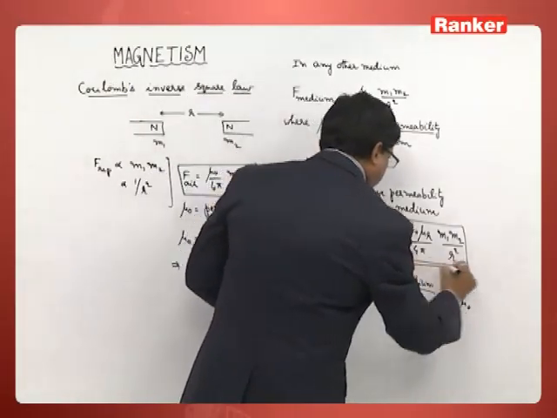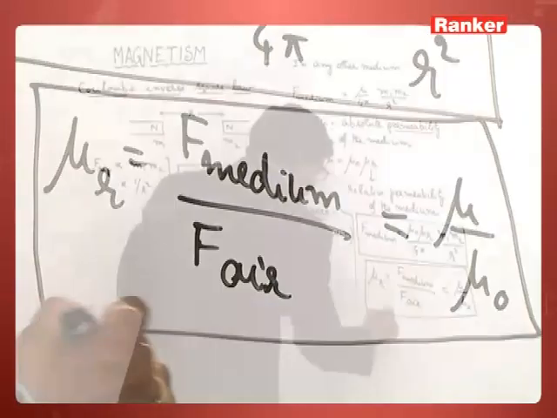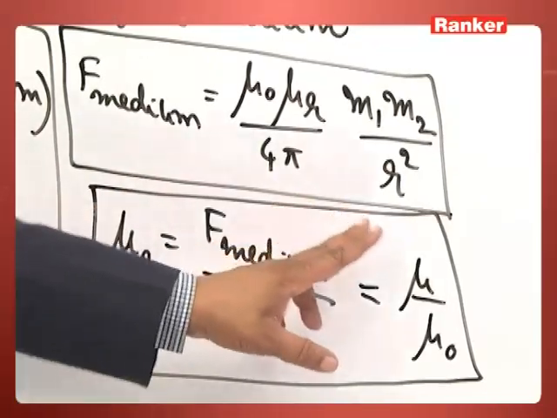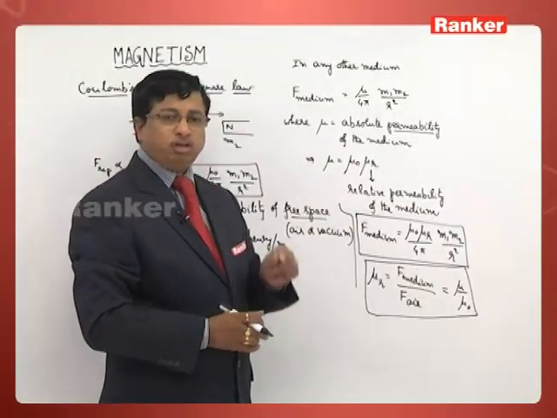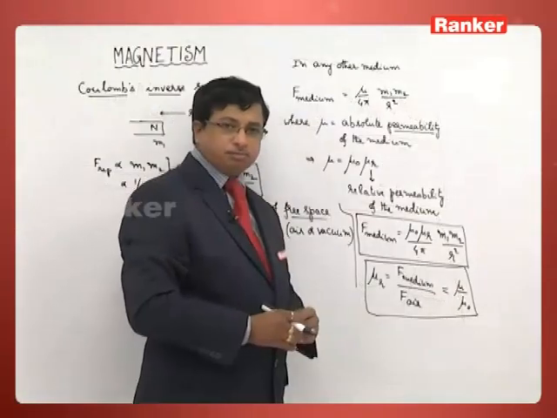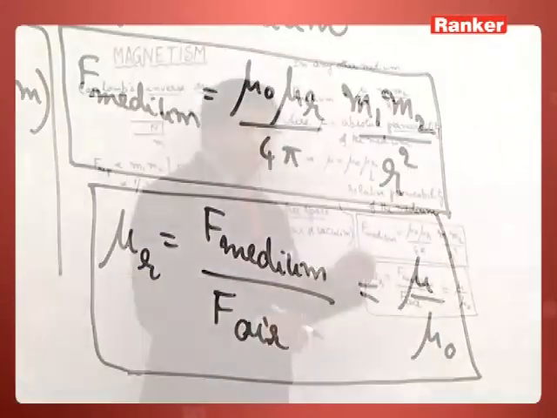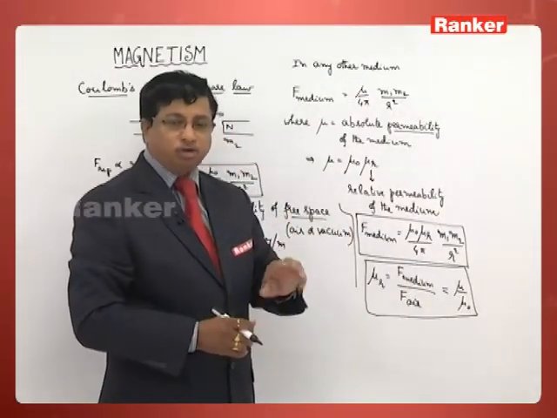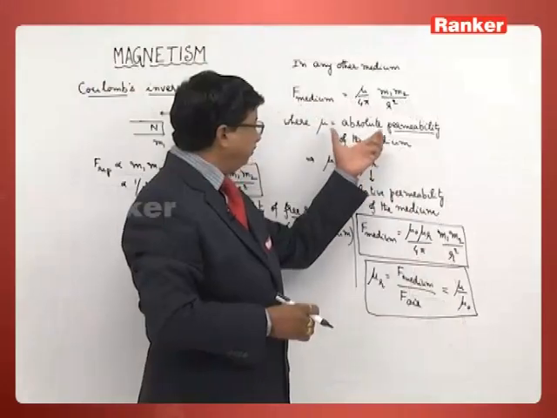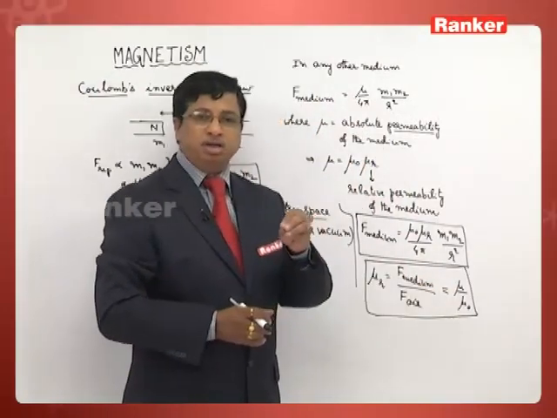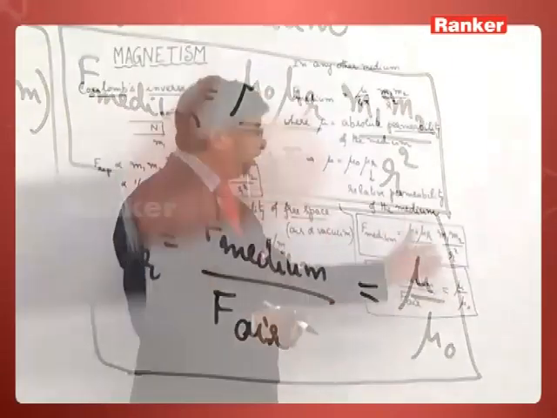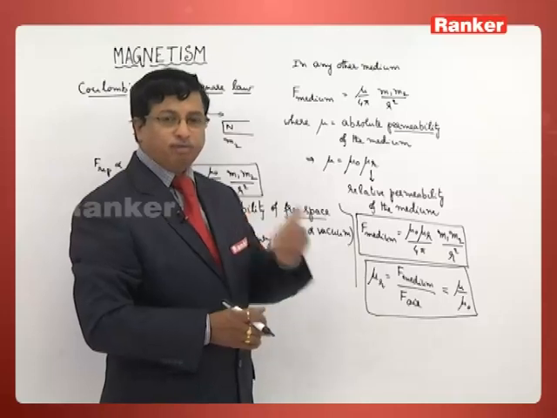Now just look at these two equations carefully. Relative permeability of a material medium can be defined in two different ways. What is the first one? Relative permeability is the ratio of absolute permeability of the medium to the permeability of free space. Mu is the absolute permeability of the medium, mu naught is the permeability of free space. That ratio we call the relative permeability of that medium. That's one method of defining.